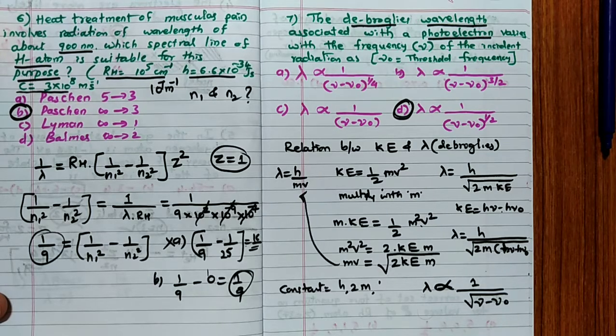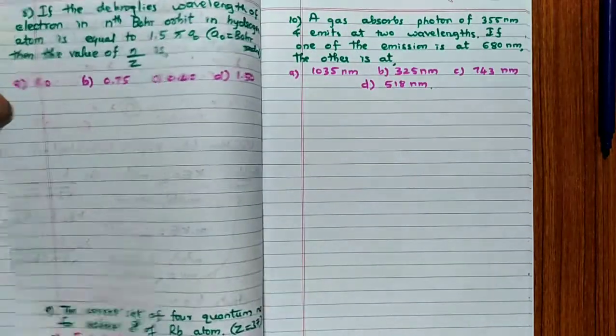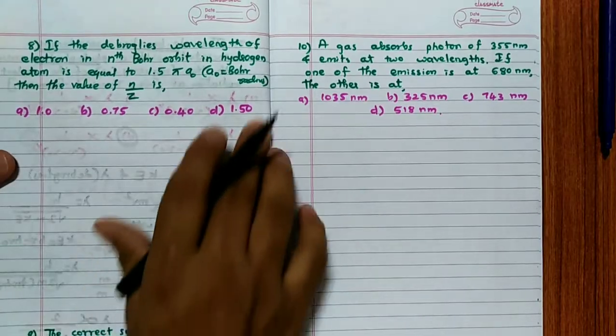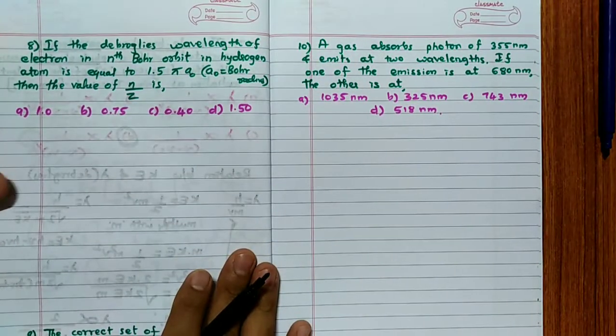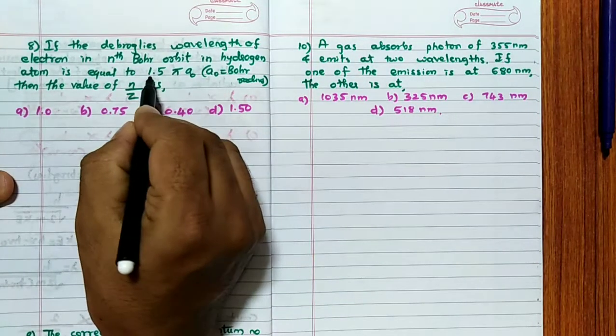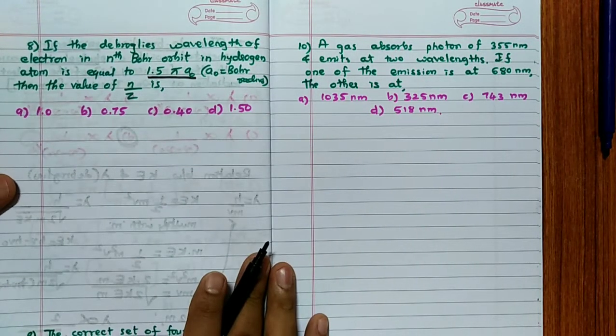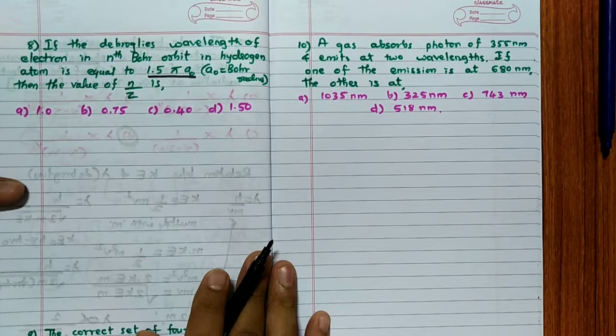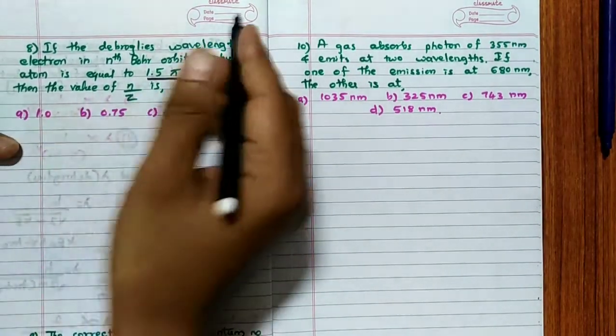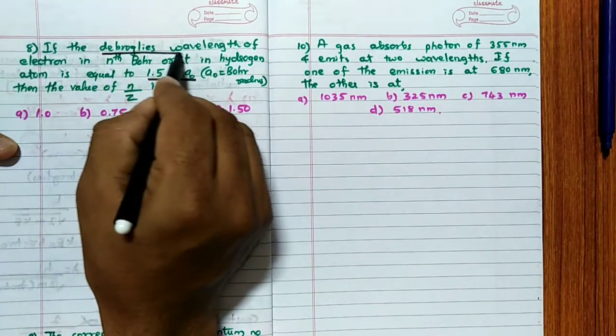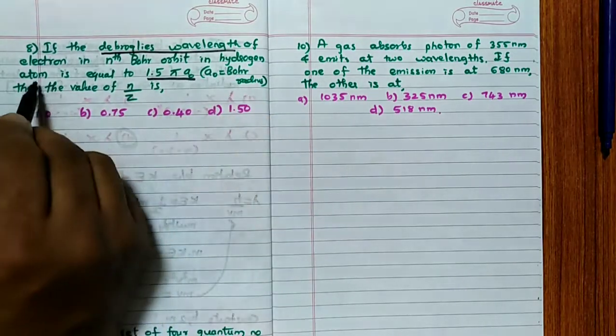Very important, remember. Then 8th one. If de Broglie's wavelength of the electron in the nth Bohr orbit of hydrogen atom is equal to 1.5 pi into a naught, a naught is Bohr's radius, what is the value of n divided by z? See, n divided by z they are asking. Once again here you have to equate de Broglie's wavelength with the radius.